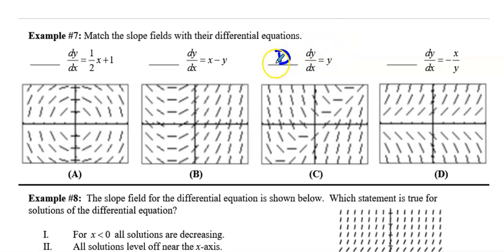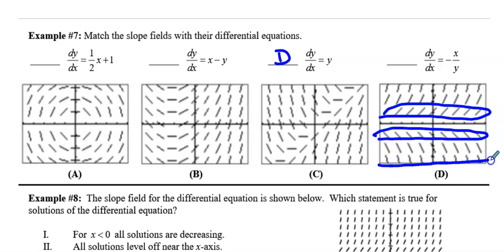Another thing to think about here is that when your differential equation only has y's in it, just y's, then you're going to have the same values every time you see something horizontal. So everywhere you have horizontal, when it's just y's, you're going to have the same thing on your horizontals.